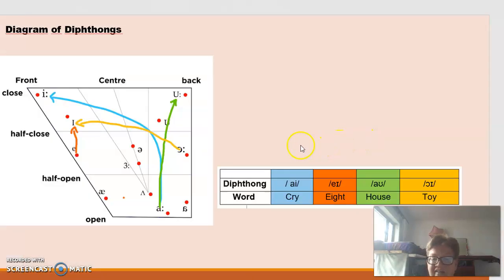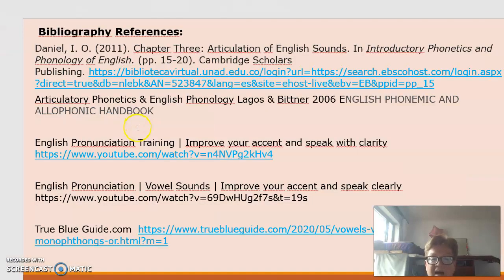Thank you for being here. Now I'm showing you my diagram of the different diphthongs and my biography reference.